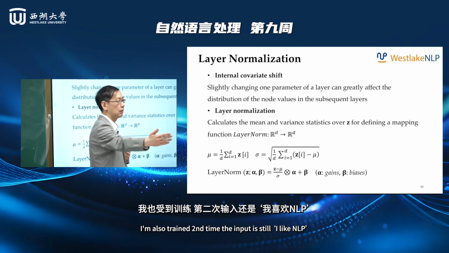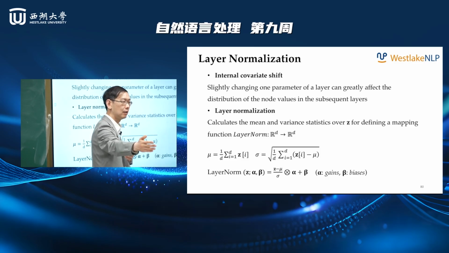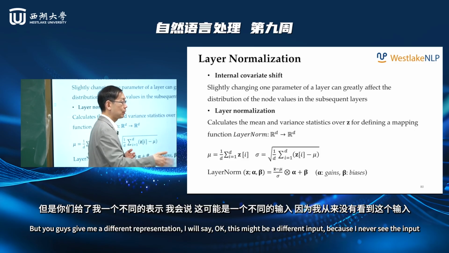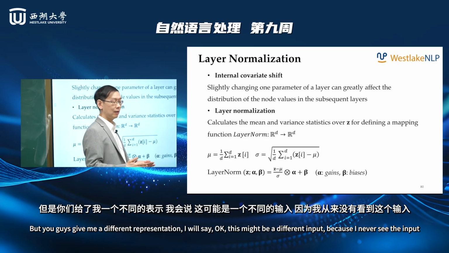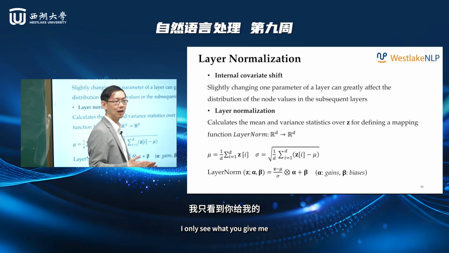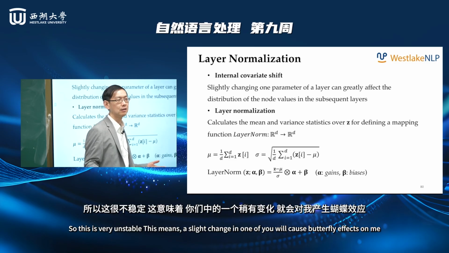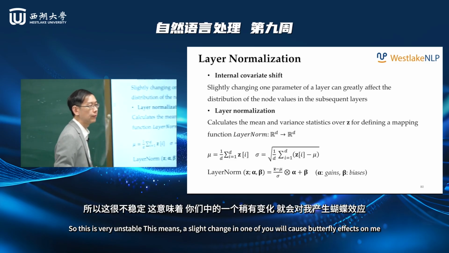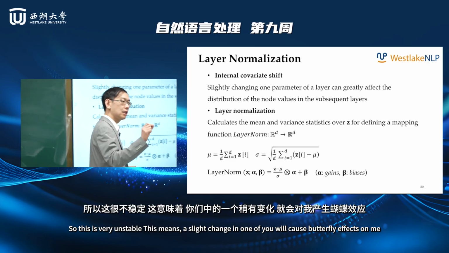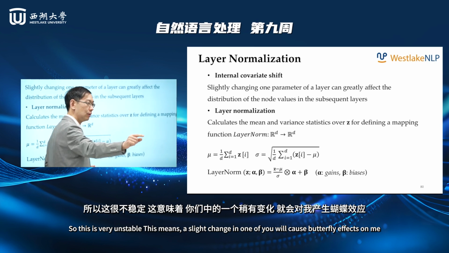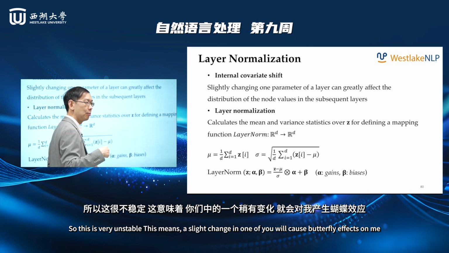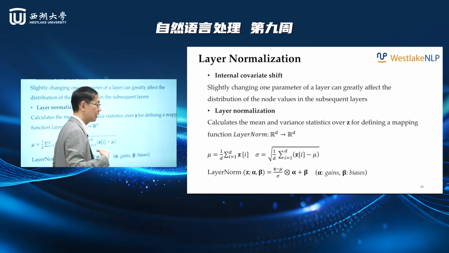Second time, the input is still, I like NLP. But you guys give me a different representation. I will see, okay, this might be a different input, because I never see the input. I only see what you give me, right? Your CNN. Every time I train a neural network, I see a different feature. So this is very unstable. This means a slight change in one of you will cause a butterfly effect on me.